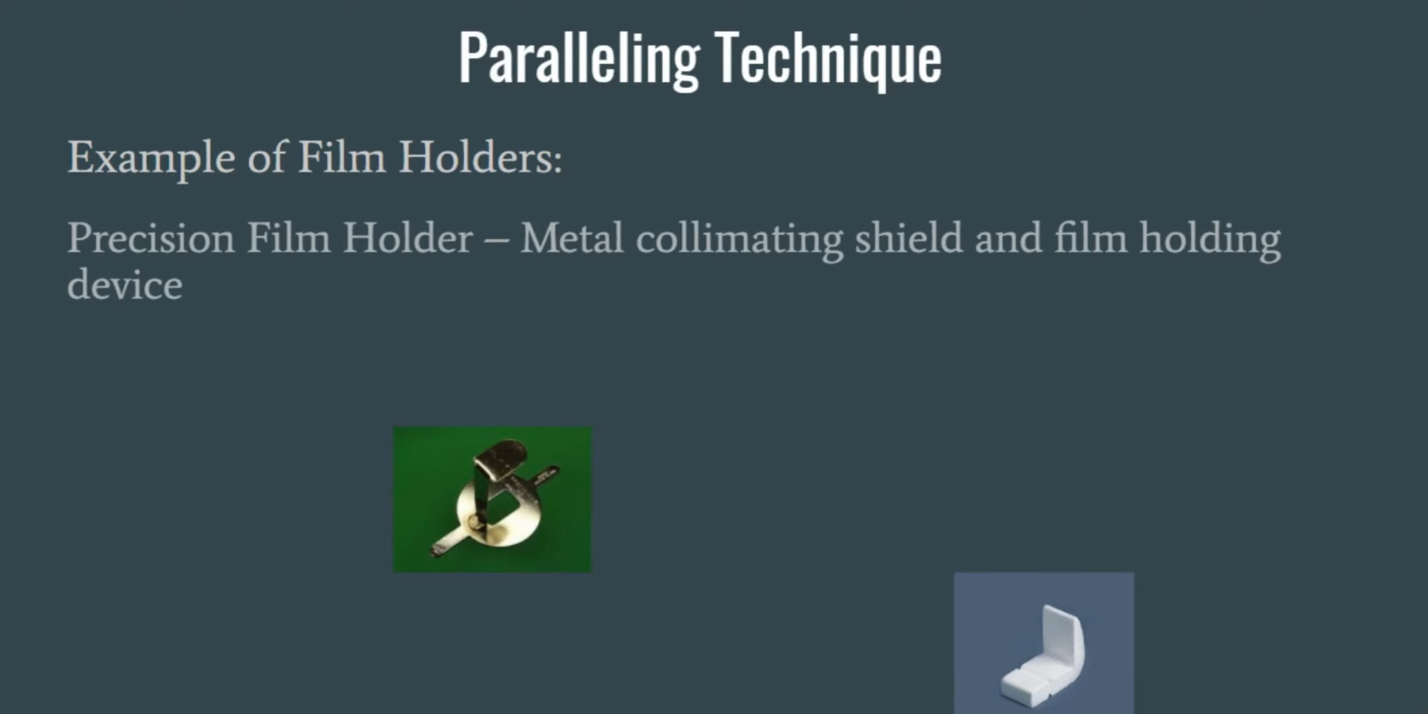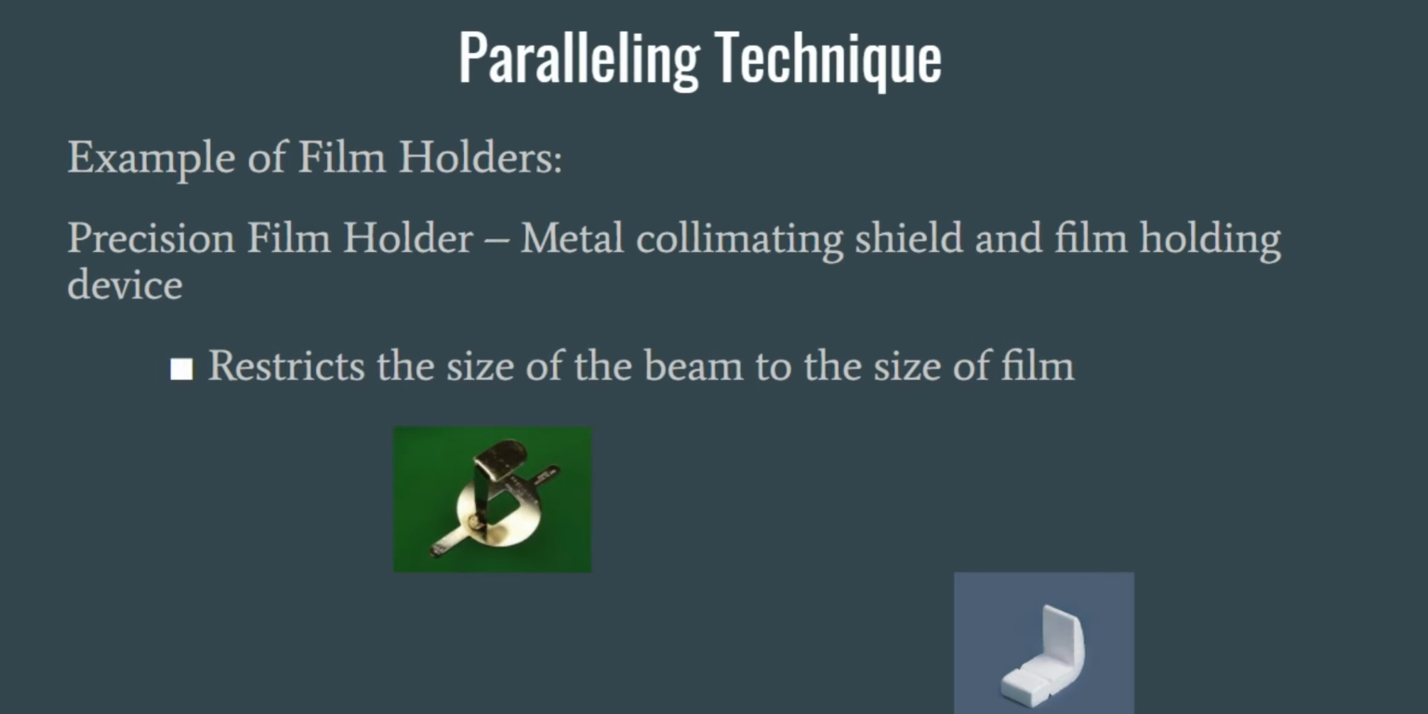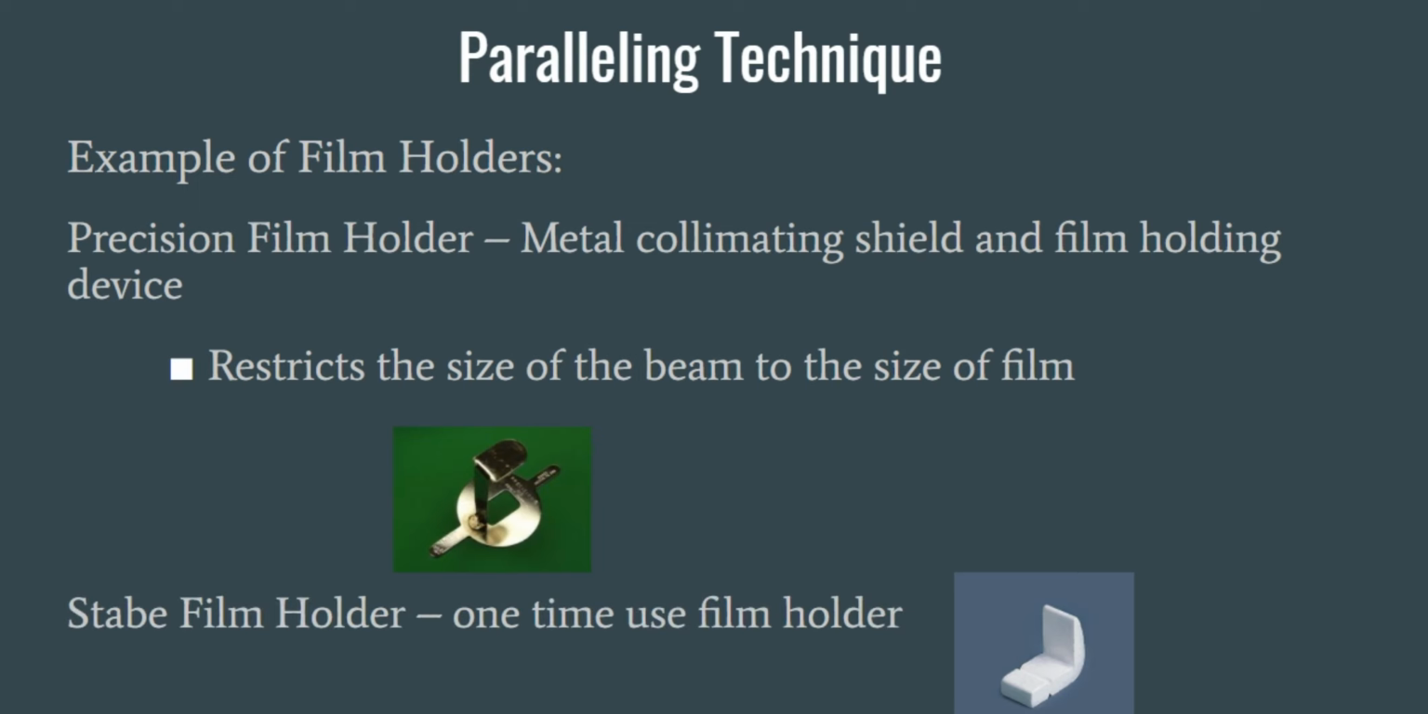Some more examples, we have the precision film holder, which is a metal collimating shield and a film holder device. This is going to be beneficial because it also restricts the size of the beam to the size of the film. And then we have the Stabe film holder, which is a one-time use. It's typically made of some kind of styrofoam or low-grade plastic that can just be disposed of.